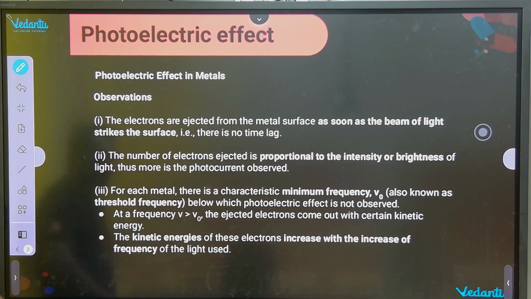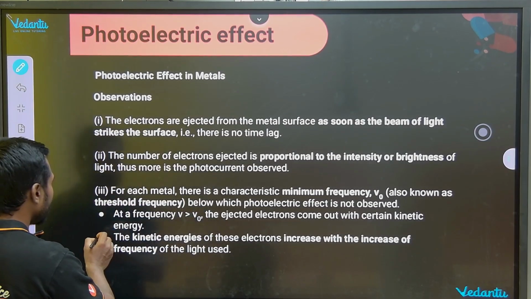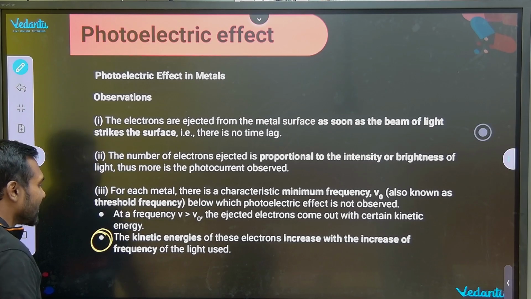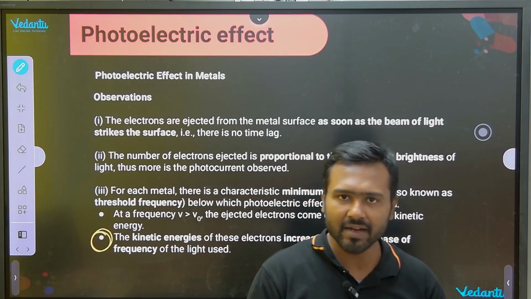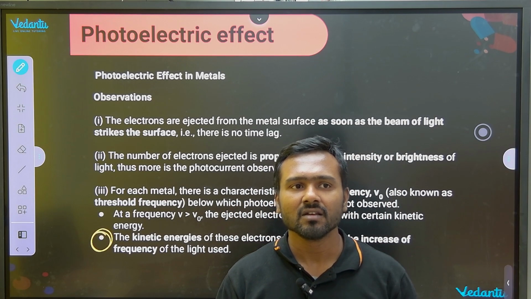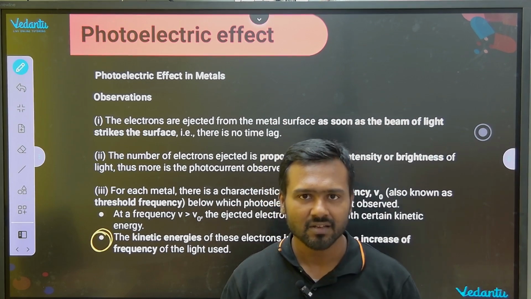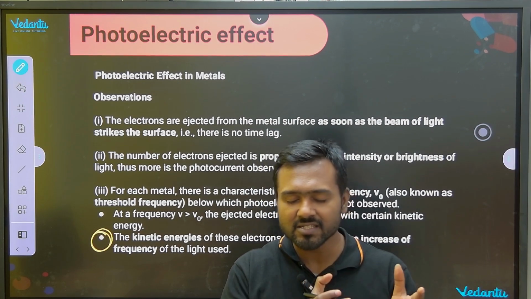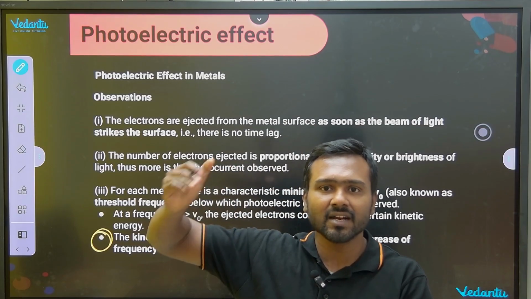All those points only. In this one, this point is important: the kinetic energy of ejected electrons. The electrons will be ejected out with some kinetic energy. The kinetic energy of ejected electrons increases when the frequency of incident light increases. If the frequency of incident light is increased, then the kinetic energy of the ejected electron is going to increase.